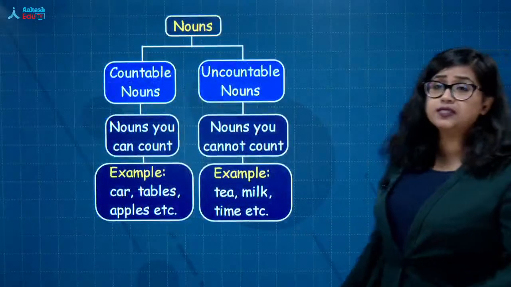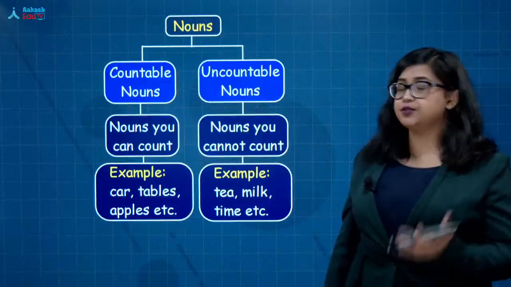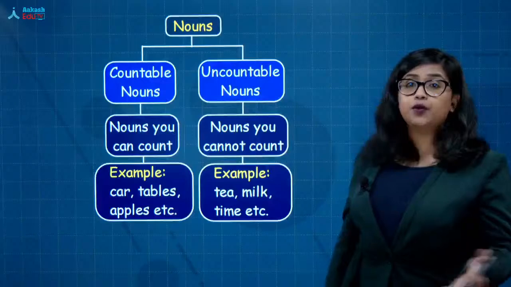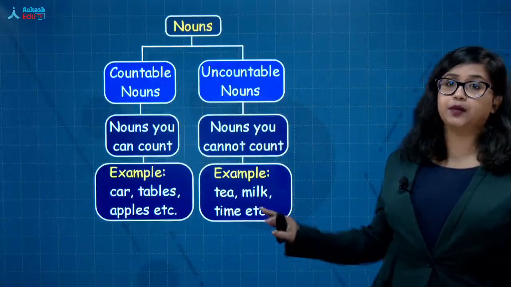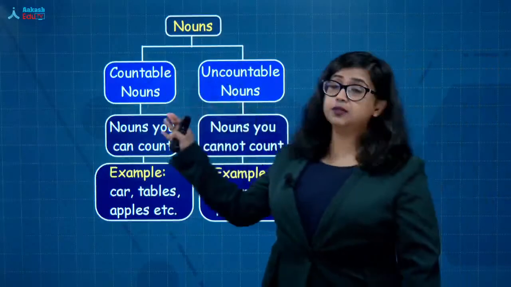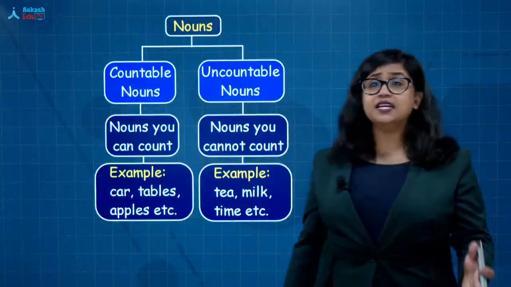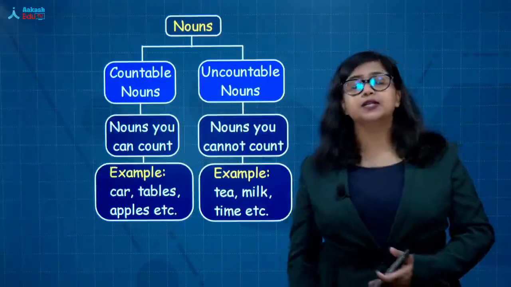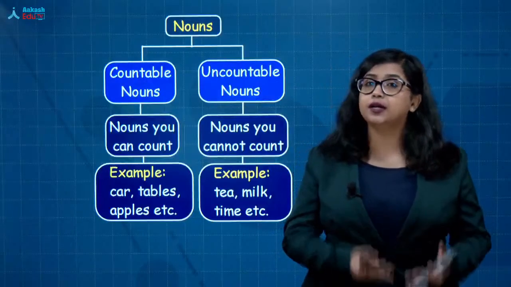Now before I start explaining the quantifiers to you and which quantifiers we use, first of all let us look at the 2 different types of noun that we have. One is your countable noun, second is your uncountable noun. Very easy, as the name itself suggests. Countable noun means the nouns that you can count. Uncountable noun means the nouns which you cannot count, right?